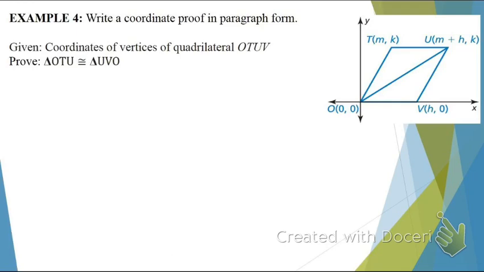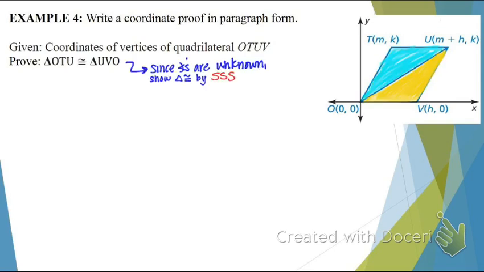All right, let's take a look at another type of coordinate proof which we can do, and that is putting all these pieces together now to prove similar things that we've proved in the past, but just in a different way. So take a look at this problem. You've got the coordinates of vertices of this quadrilateral, and we're trying to prove that these two triangles are congruent to one another.